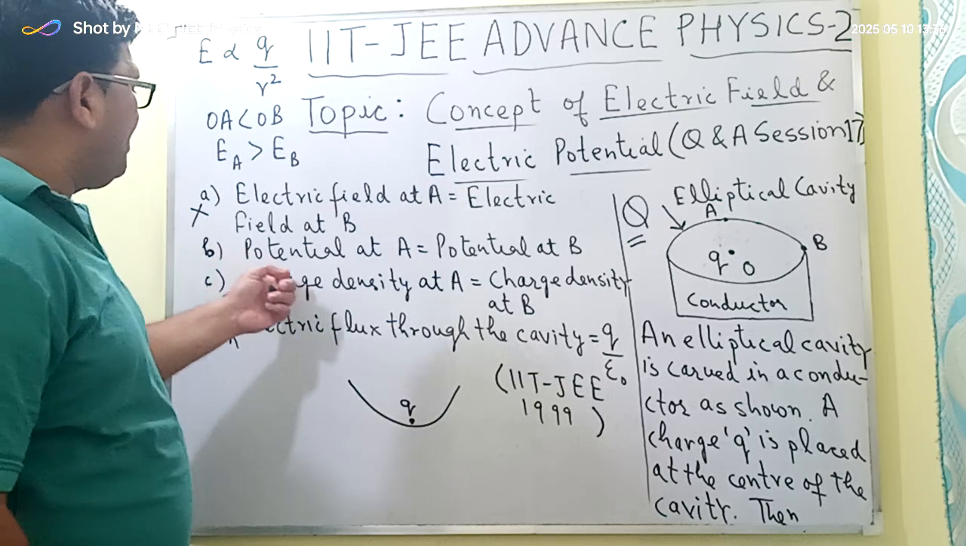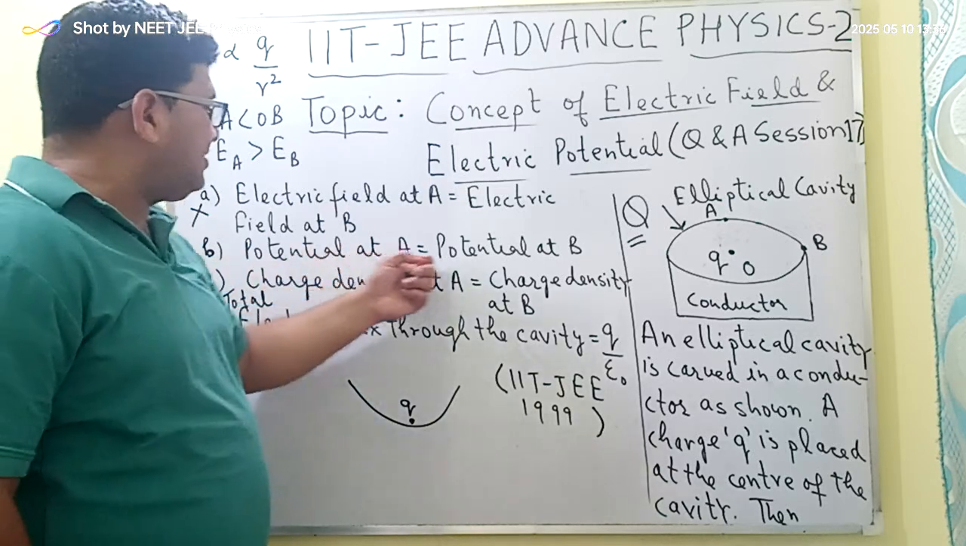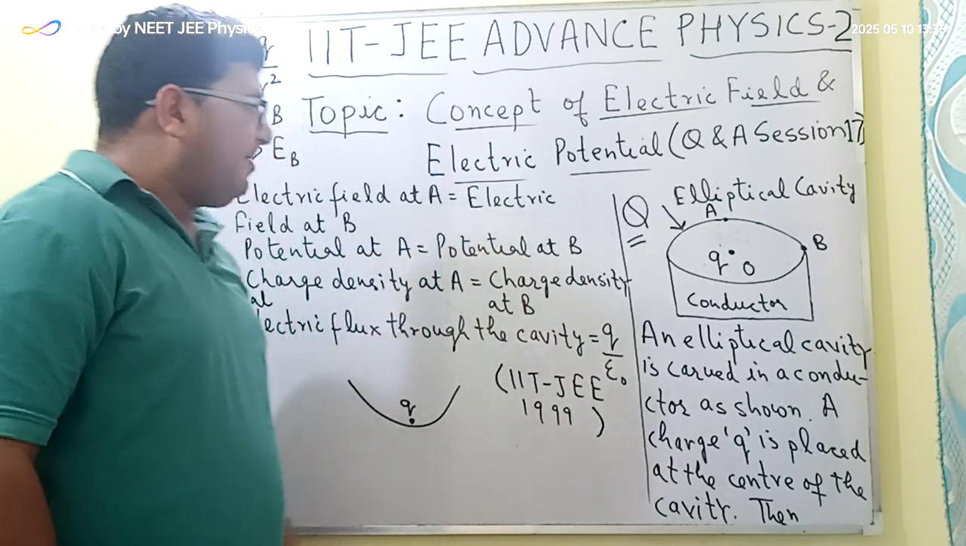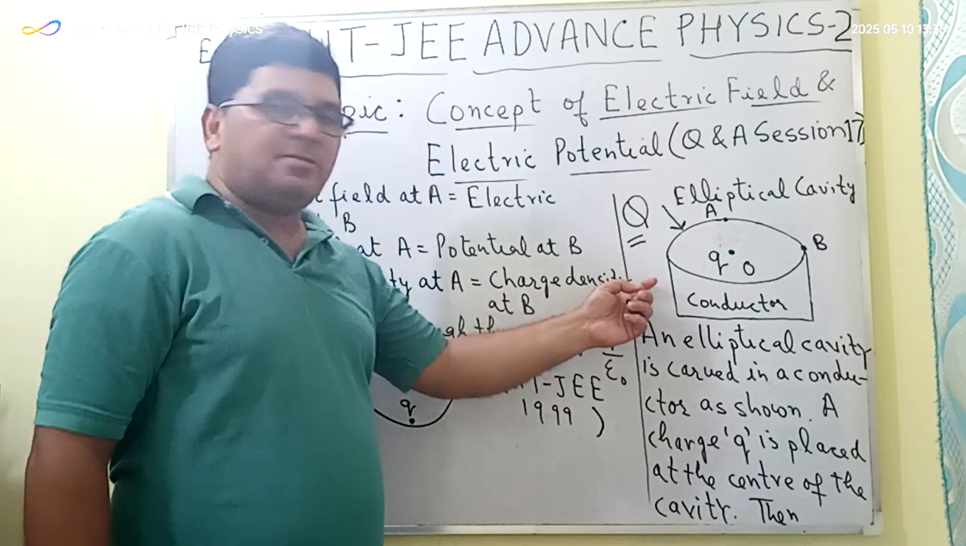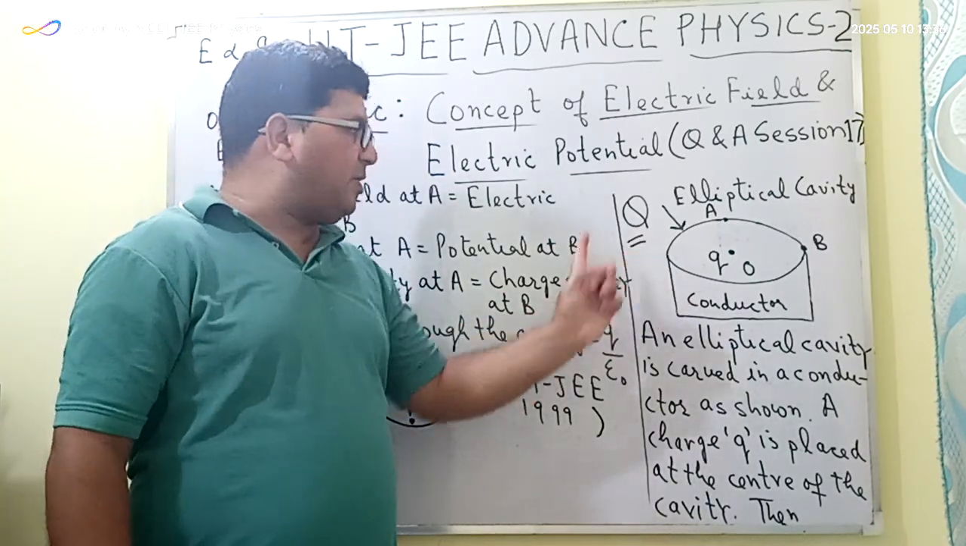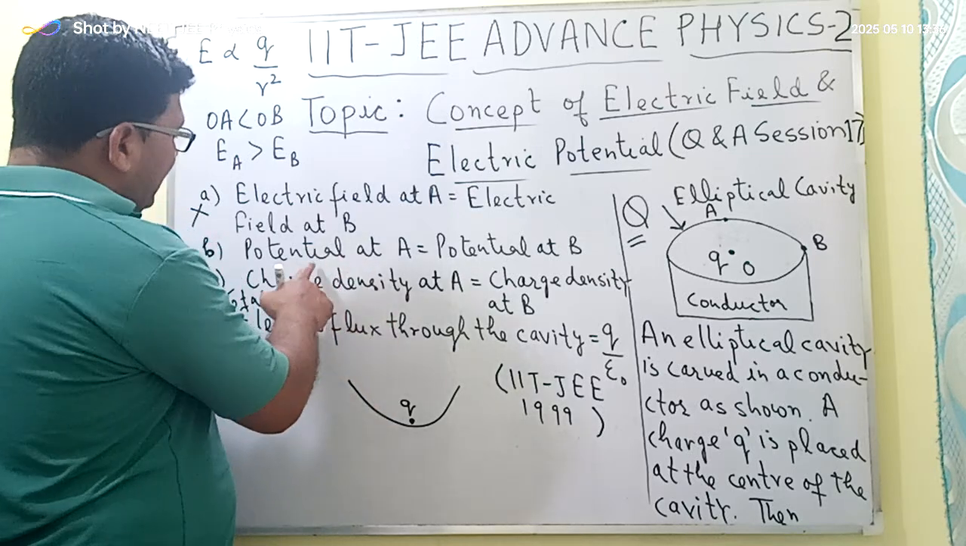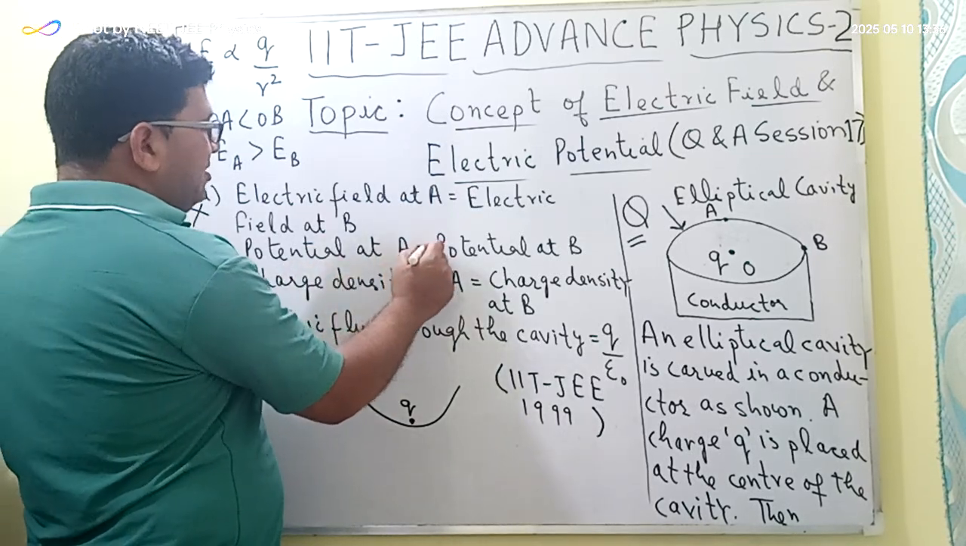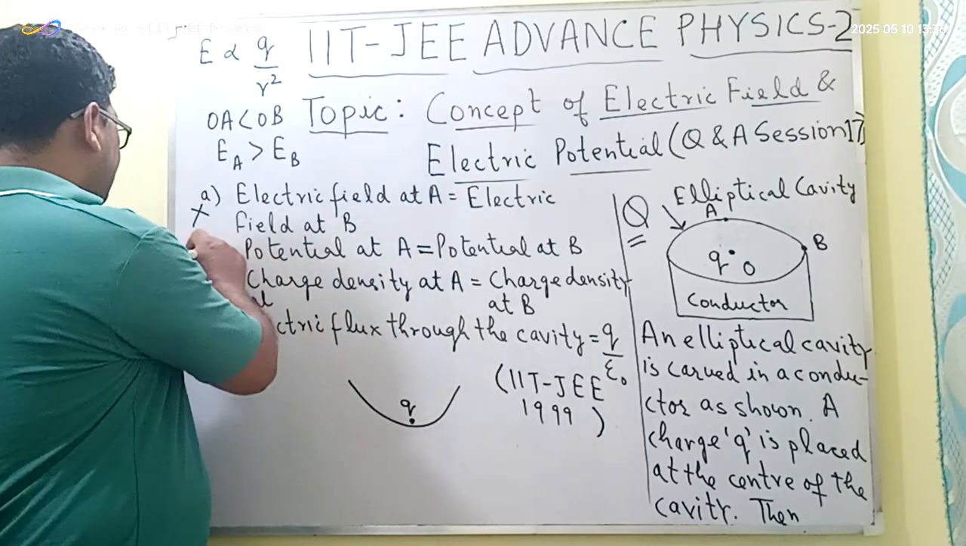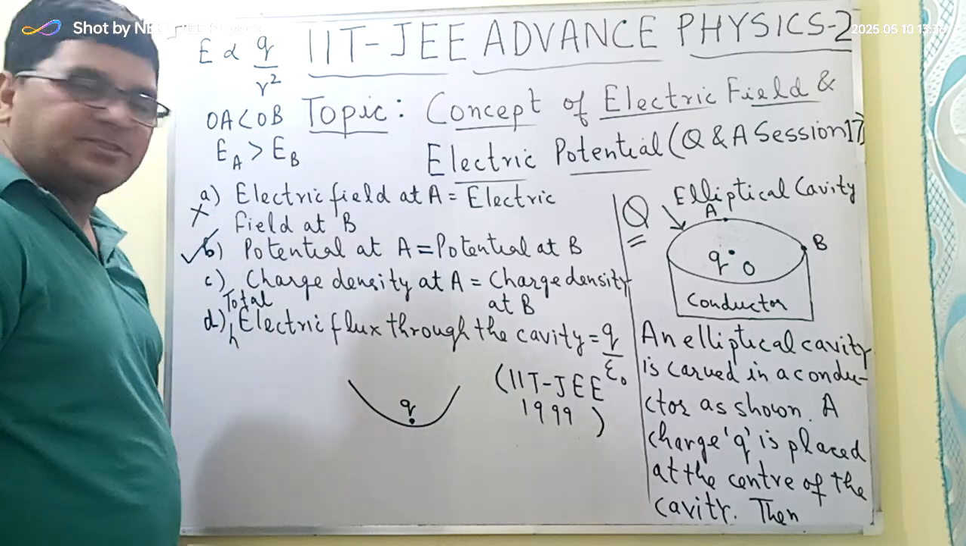The second option is that the electric potential at A is equal to the electric potential at B. Now we know that in the case of a conductor, the electric potential at all the points on the surface of the conductor is equal. Therefore the electric potential at A will be equal to the electric potential at B. So this option B is correct.